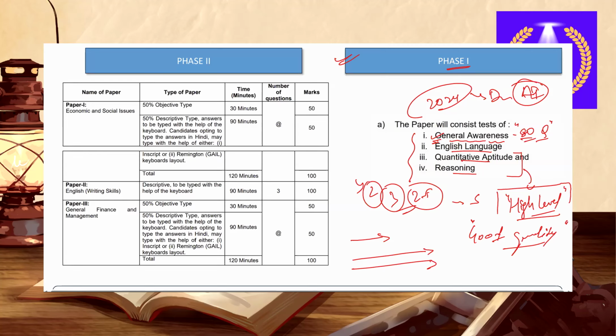Now coming to the Phase 2 part, in Phase 2 this is your structure, you must be aware. And for the students who are new, I am telling you, Paper 1 is ESI containing like 50 marks from the objective part and 50 marks from the descriptive part. Paper 2 is English, 100 marks, 33% weightage, very important. Means out of 300, 100 marks is from here, and this 300 is going to count into final merit, okay, along with the 75 marks of your interview.